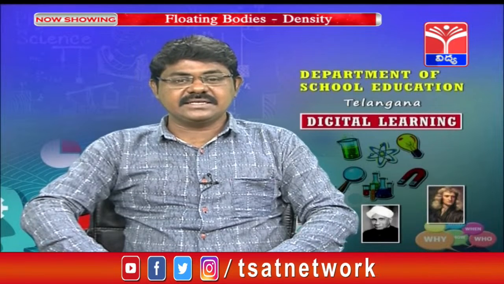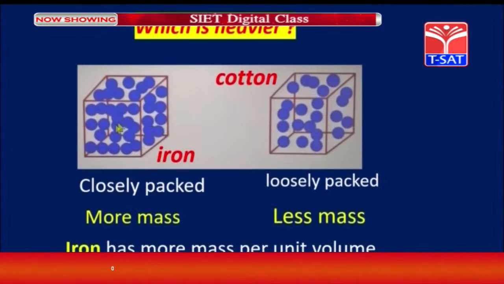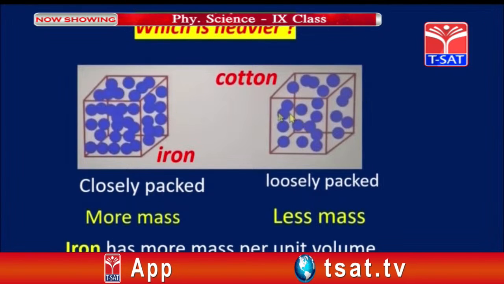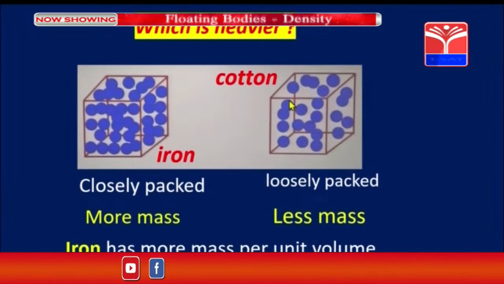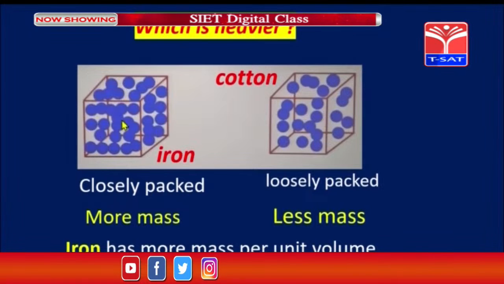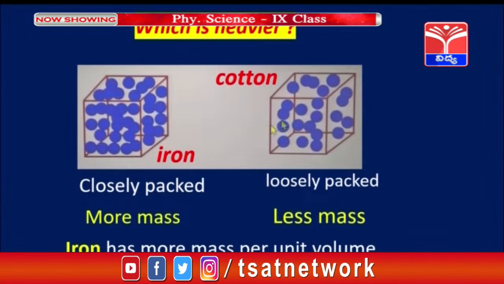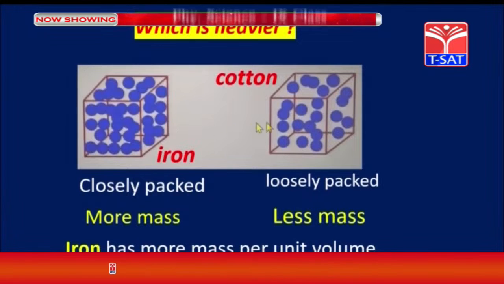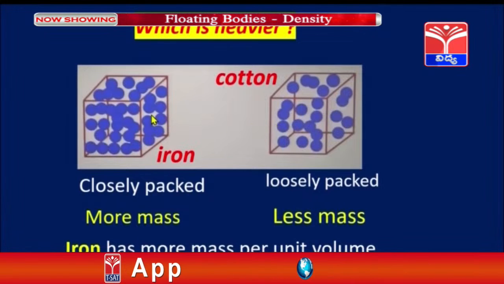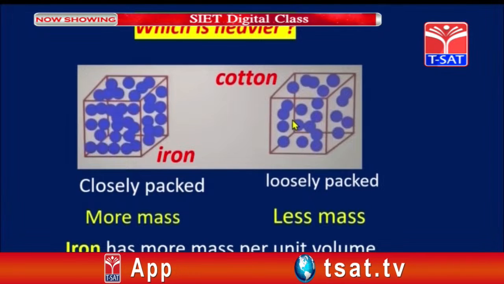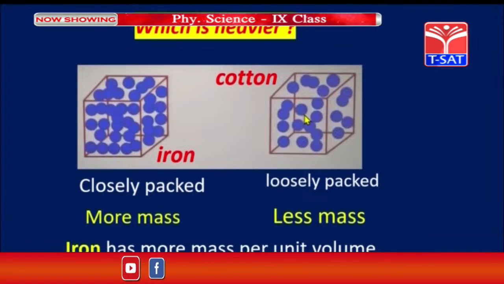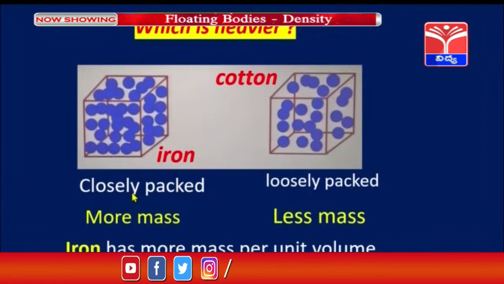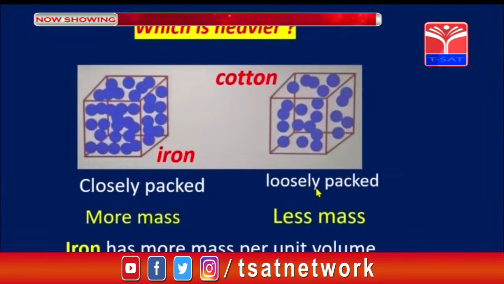Again, this is iron and this is the molecule orientation, and in the case of cotton this is the orientation. The speciality in this diagram is that both are in the same space. You can see a cube, and this is a cube of the same volume. Volume is the same, that means they are the same size. This is a cube and this is another cube of the same size, but iron has more molecules and cotton has fewer molecules because of the closely packed and loosely packed arrangements.